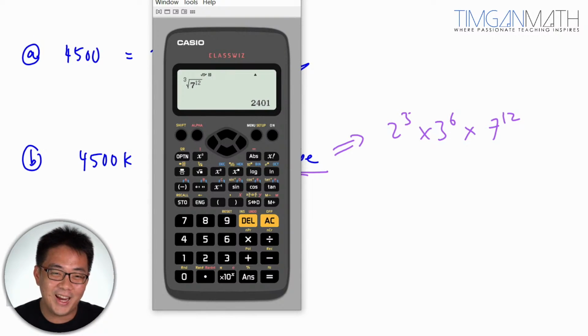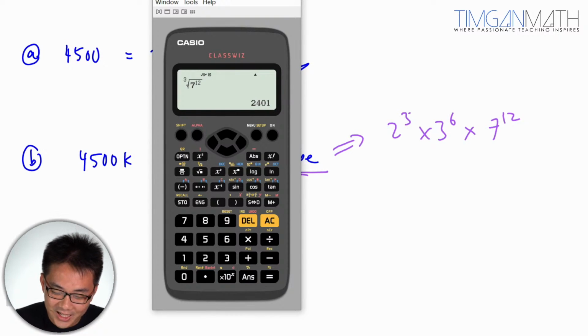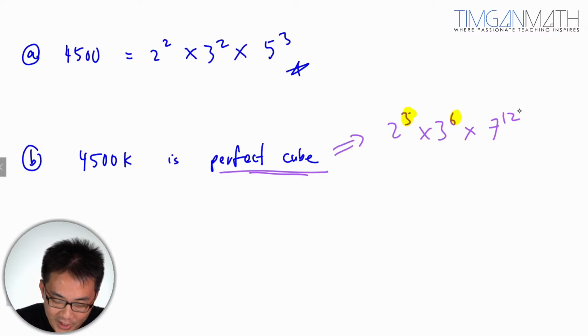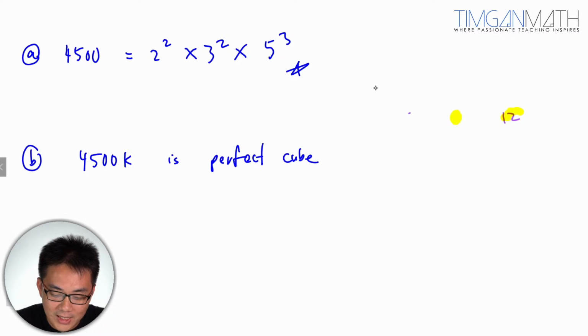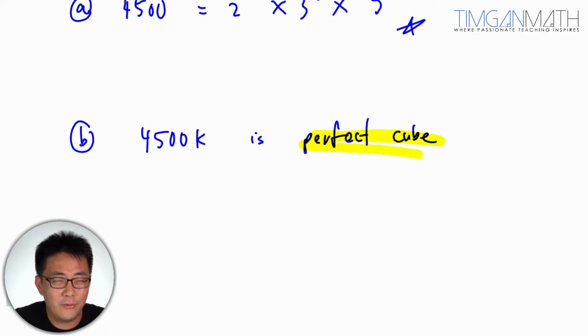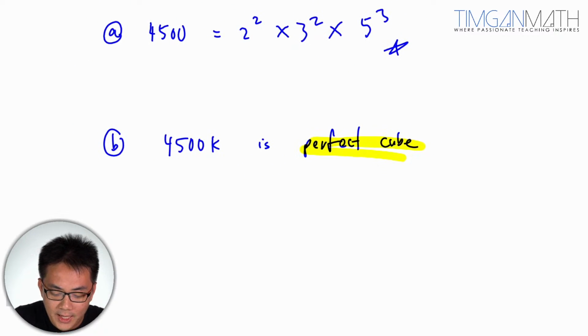It will be a perfect cube because this is a multiple of 3. Okay, so just remember that you have to be a multiple of 3 in order for you to be a perfect cube. Okay, so let's see how we could understand this. 4,500k is 2 squared times 3 squared times 5 to the power 3k.